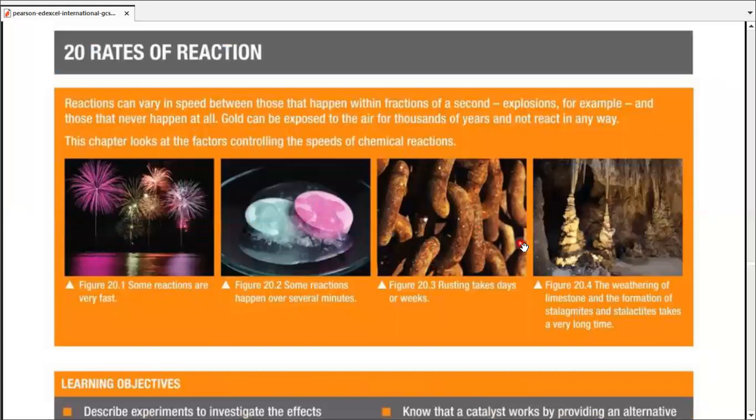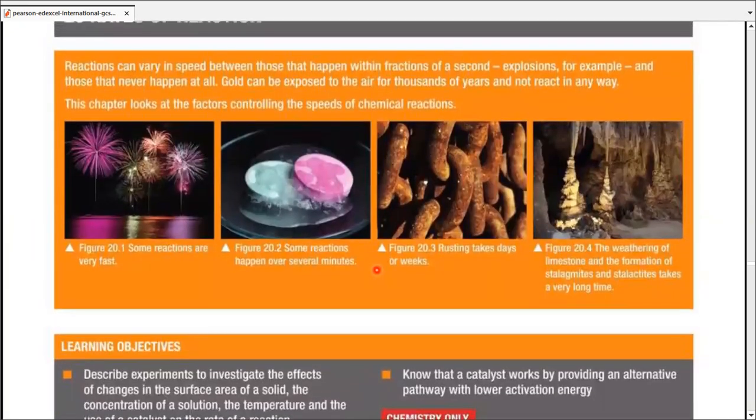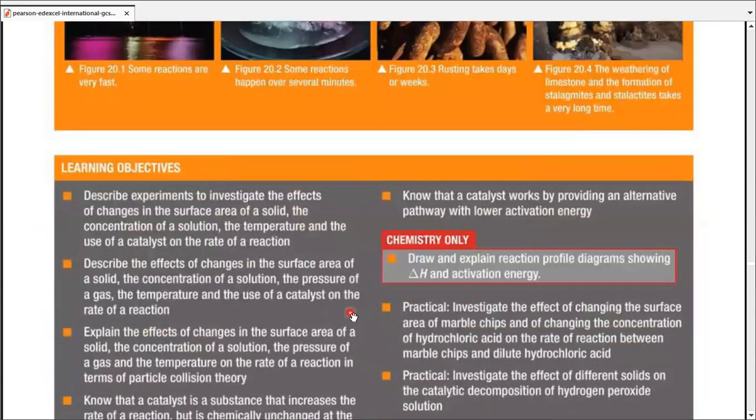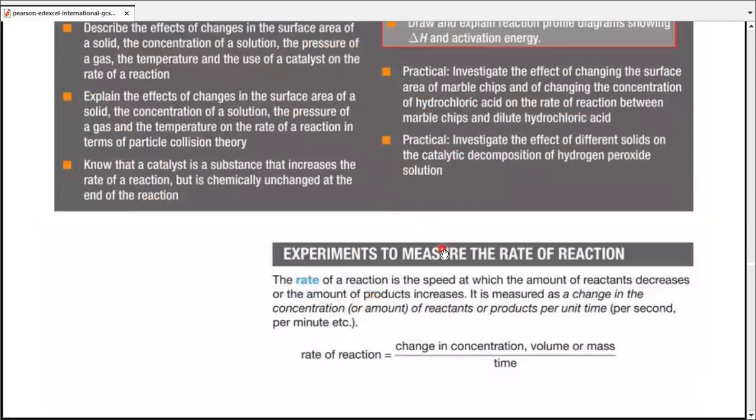And rusting may take days or weeks. Volcanic formation or weathering of rocks may take a very long time, like decades, or maybe sometimes centuries. So some reactions are pretty slow, some reactions are pretty fast. How can we say that a reaction is slow or a reaction is fast? That would be considered in this chapter, rate of reaction.